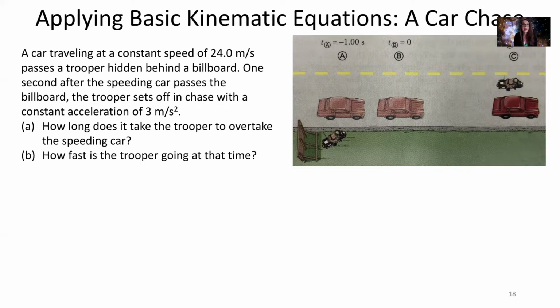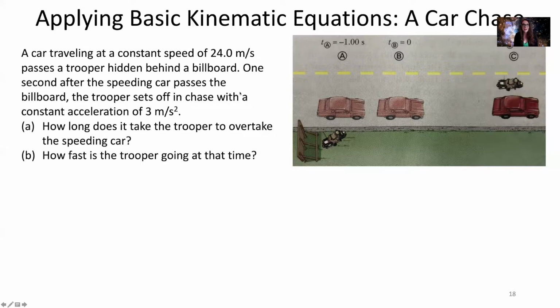Now we're going to apply our basic set of kinematic equations to a car chase. This is essentially a two-part problem. We have a car traveling at a constant speed of 24 meters per second, and it passes a trooper hidden behind this billboard right here.